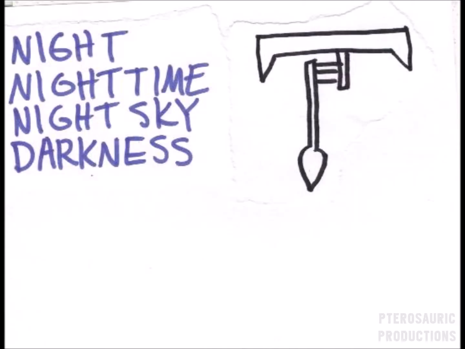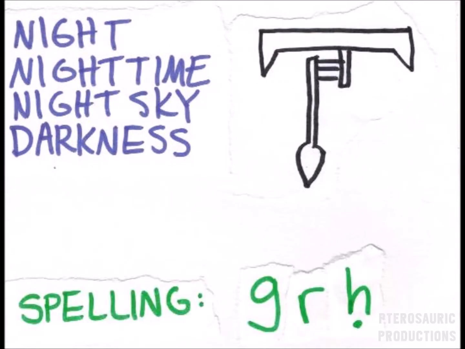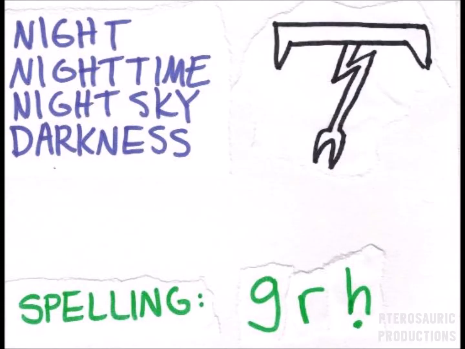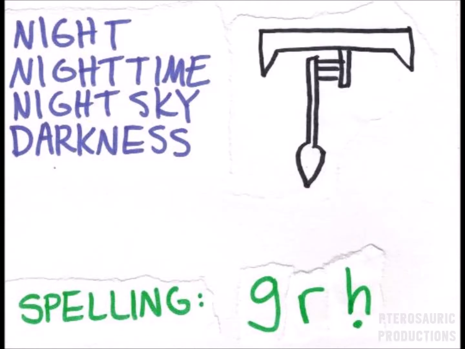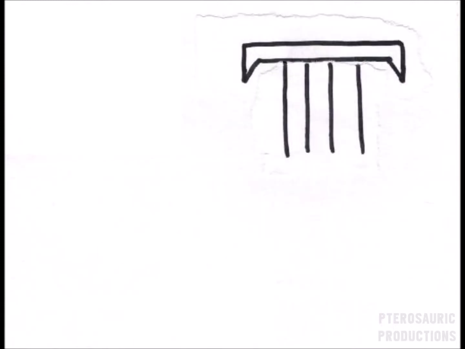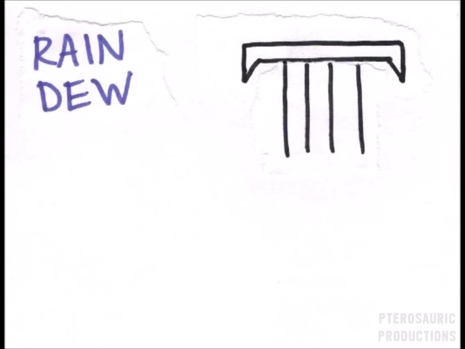Next is a symbol for night, nighttime, night sky, or sometimes even darkness. Notice the symbol for day is there, but there's a strange arrow or pendulum hanging from it. Sometimes it can also be drawn as this symbol too. Both symbols, either the pendulum or the lightning bolt, are still both spelled the same, GRH with a dot. Now, we assume the dot means the same as it does for most languages, which is to denote the guttural pronunciation of that letter. You can probably guess what this symbol means, and you're probably right. It means rain or dew.